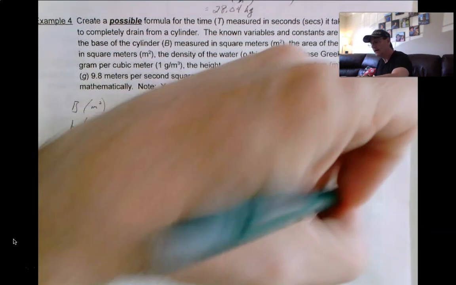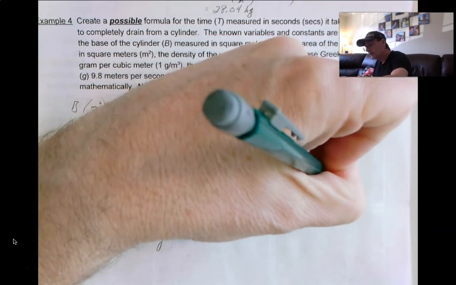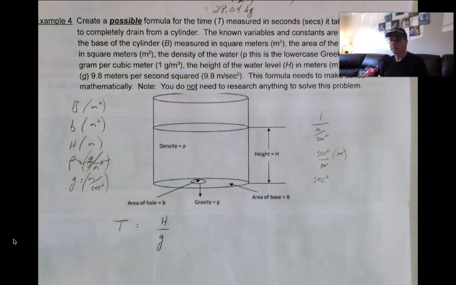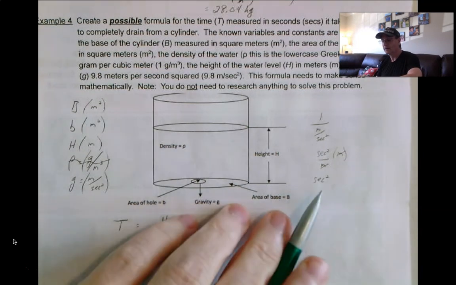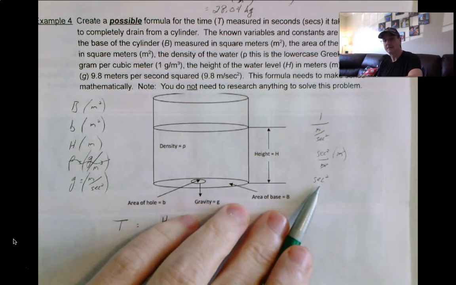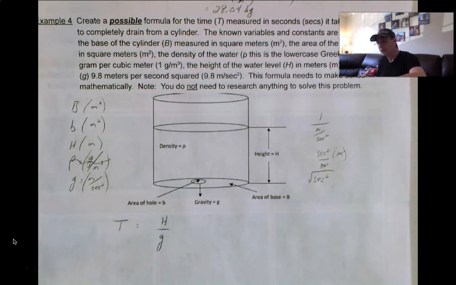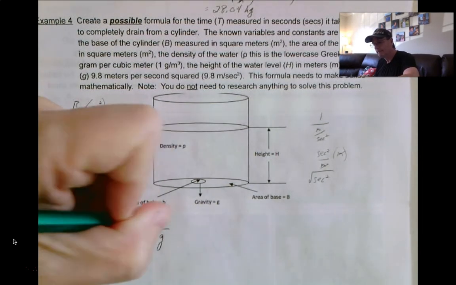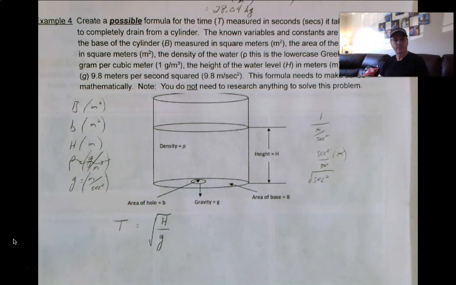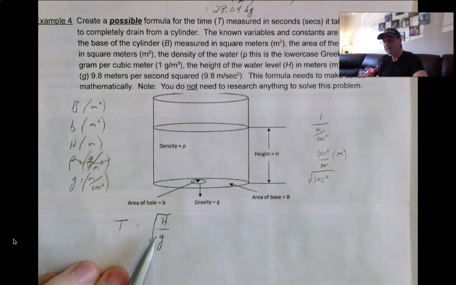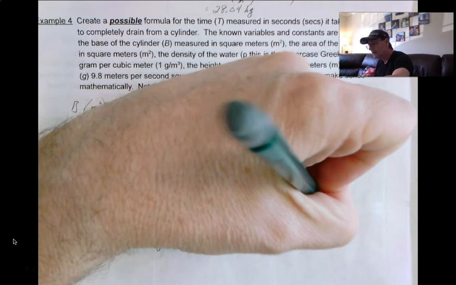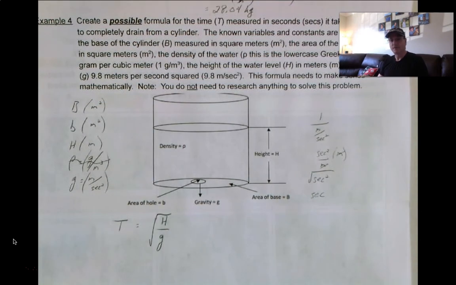Now I have seconds squared. Close. Not there yet. What do I need? I don't want seconds squared, I want seconds. How do I go from seconds squared to seconds? Square root it. This gives me a formula in seconds.